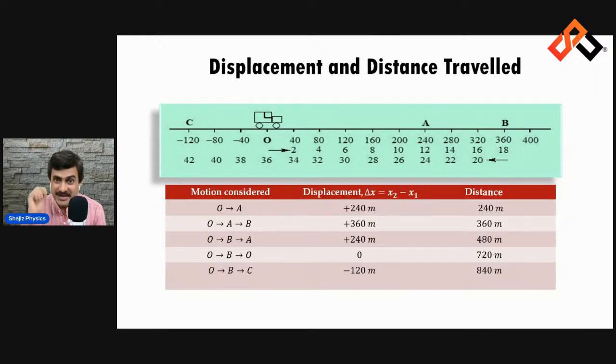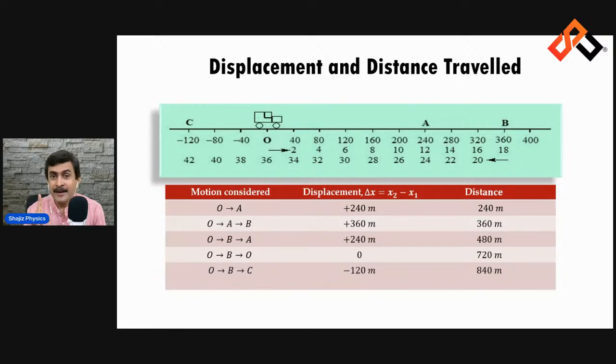It means that the maximum value of displacement will be equal to the magnitude of distance, when the object is moving from starting point to the final point along a straight path without any change in direction. In that case alone, both displacement and distance traveled will be one and the same, equal. In all other cases, displacement will be less than distance traveled. So we can write it as displacement will be less than or equal to distance traveled.